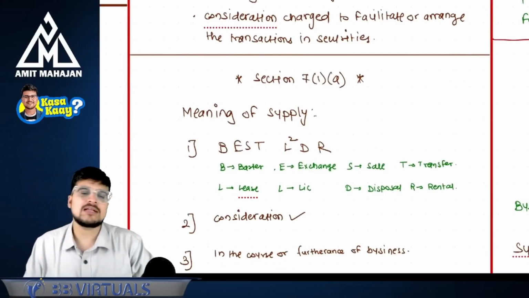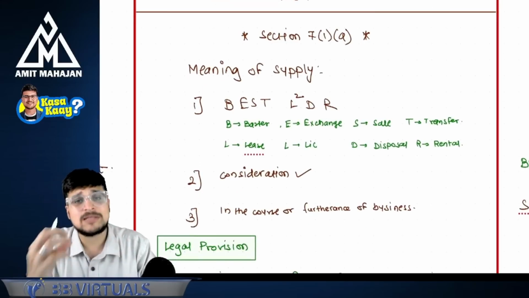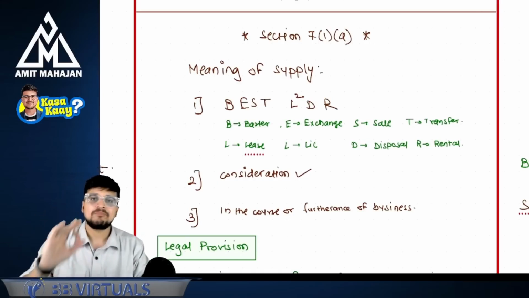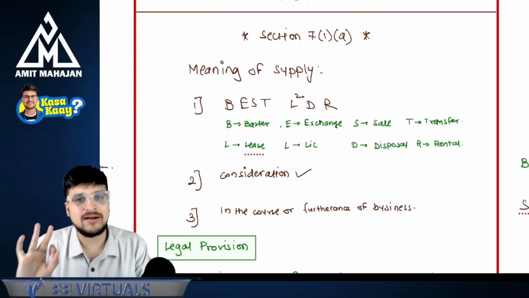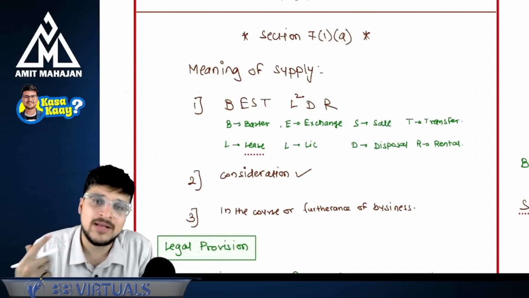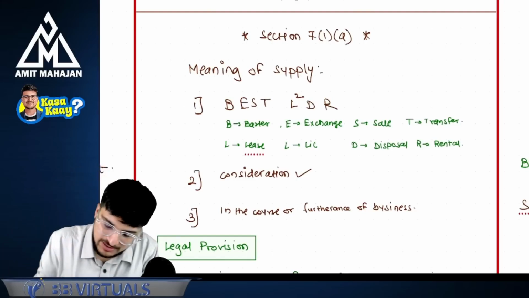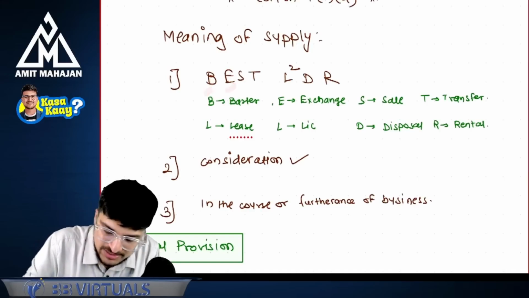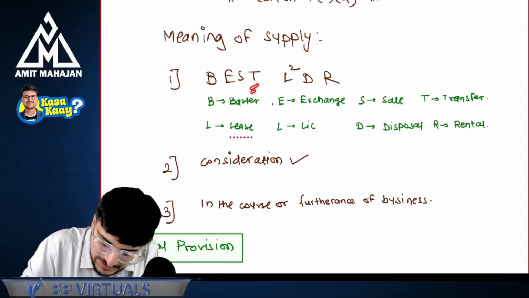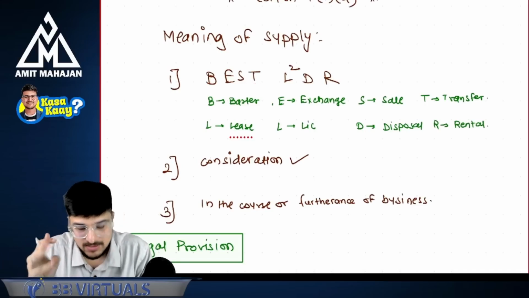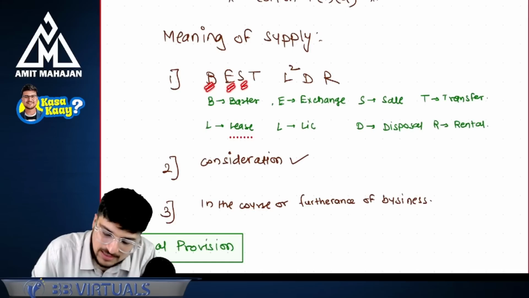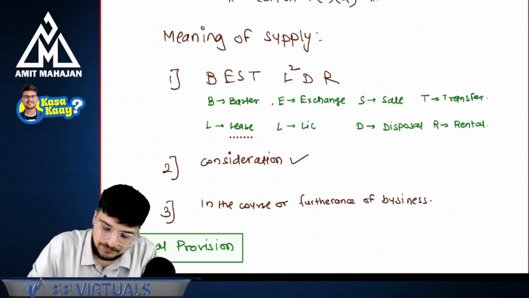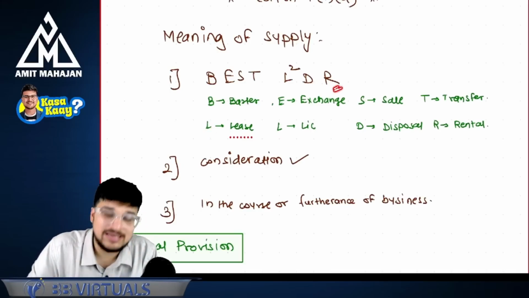Now, sir, what is section number 7(1)(a)? Section 7(1)(a) specifically mentions the meaning of supply. If you satisfy three conditions, your transaction will be categorized under supply. What are the three conditions? Number one, it has to be BESTLDR. What is BESTLDR? B is barter, E is exchange, S is sale, and T is transfer. L is lease, L is license, D is disposal, and R is rental.